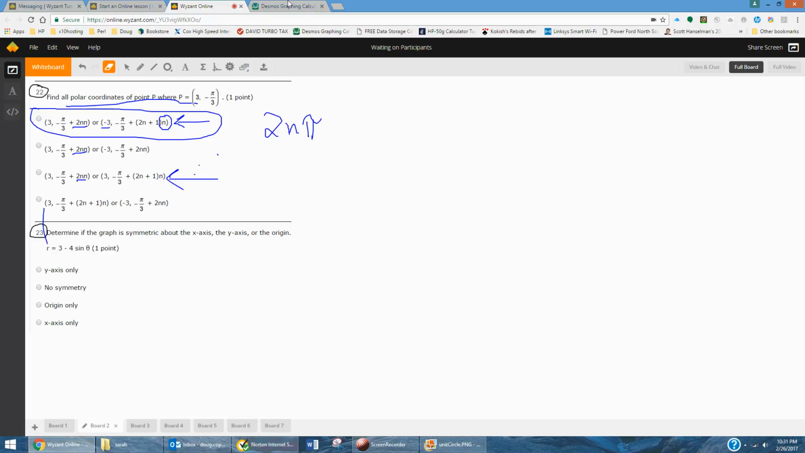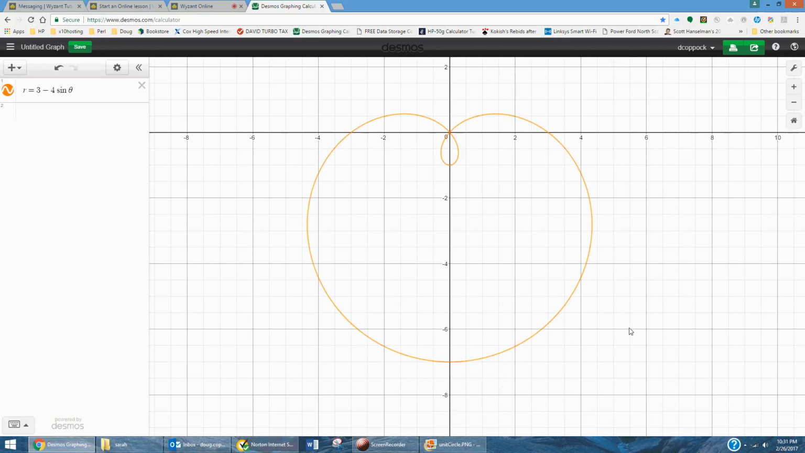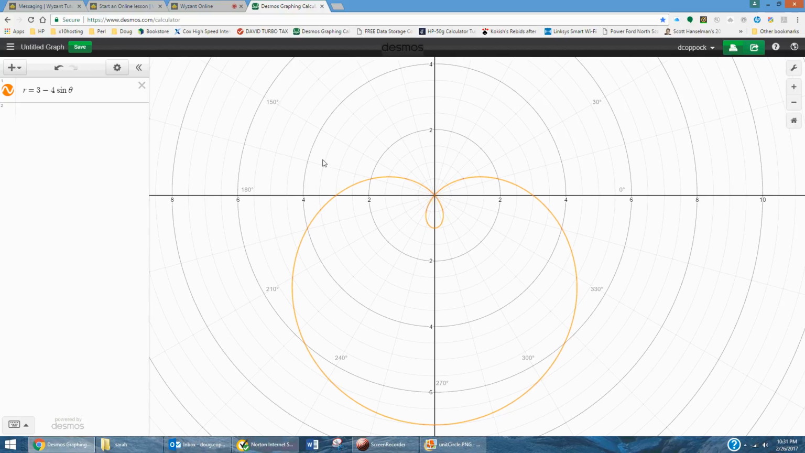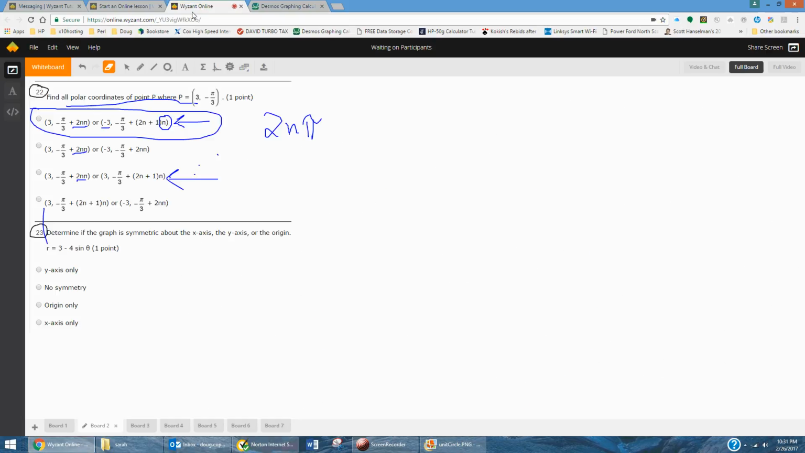Here's what it looks like on Desmos. r equals 3 minus 4 sine theta. As a matter of fact, usually we graph this on what's called polar coordinate paper. So this shape is symmetric about the y-axis, because you could fold the paper along the y-axis and the left image would lie right on top of the right image. So the right answer to this one is y-axis.